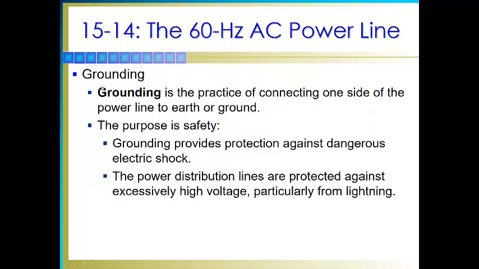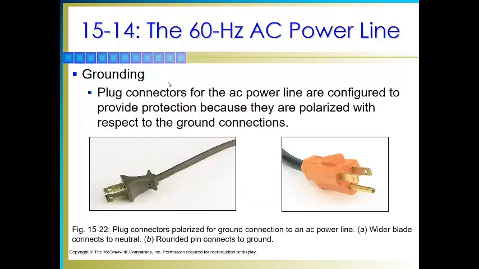Now, grounding. It is very important when you're dealing with electricity, you have to have ground, because it's mostly for safety purposes. Grounding is the practice of connecting one side of the power line to earth ground. The purpose is safety. Grounding provides protection against dangerous electric shock. The power distribution lines are protected against excessive high voltage, particularly from lightning. So that's what the ground line does. It protects the lines and also protects the people who are using it.